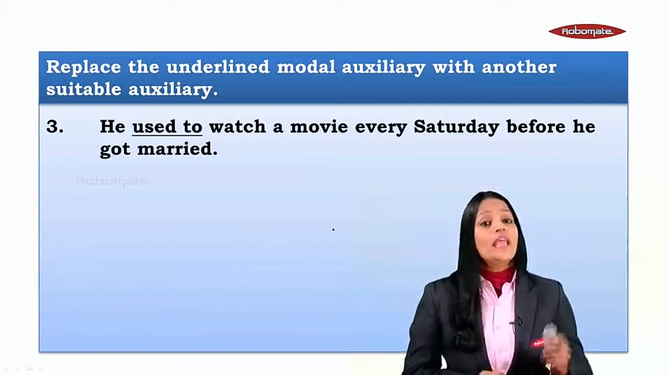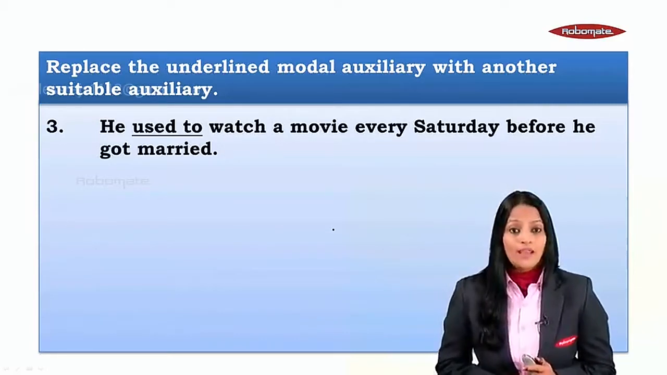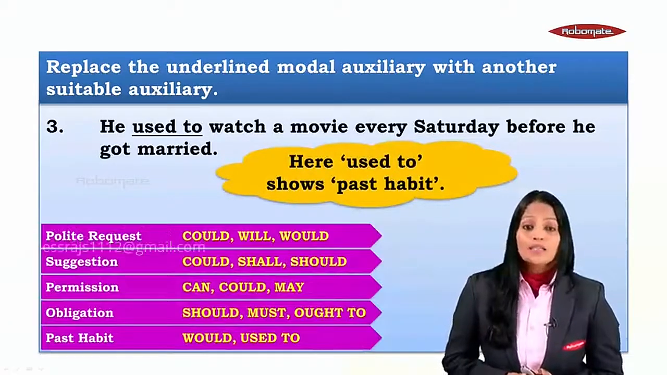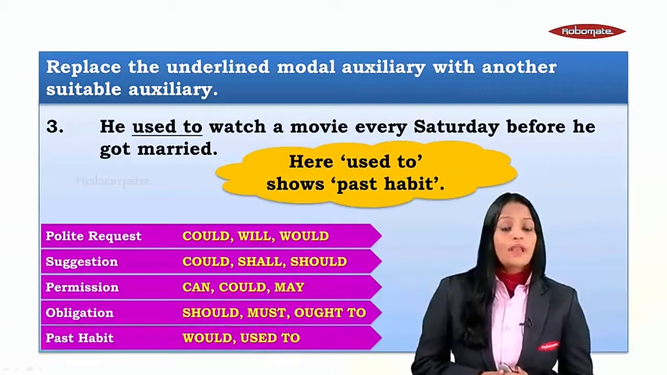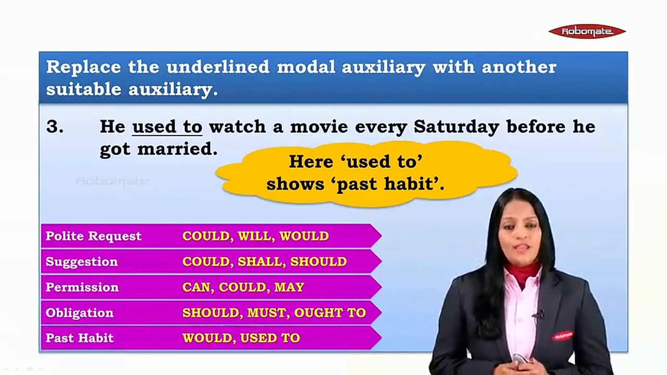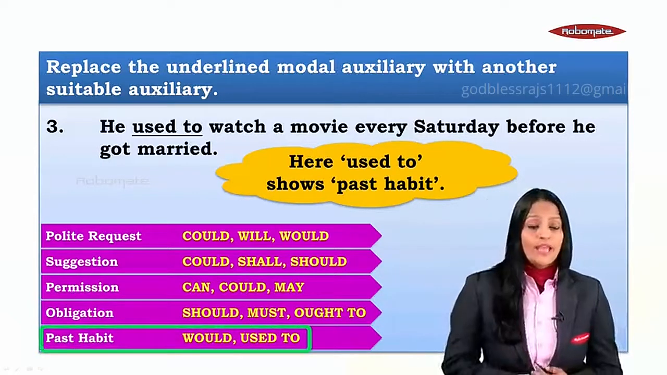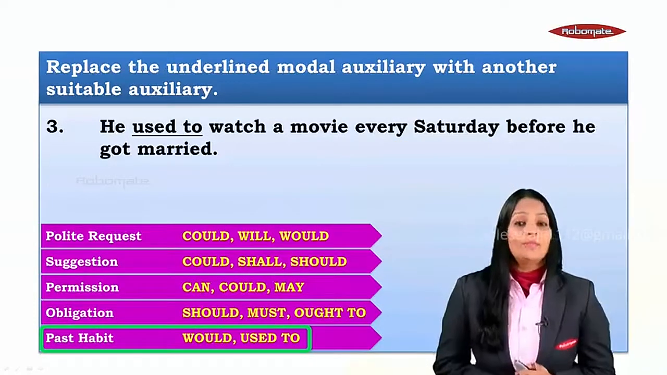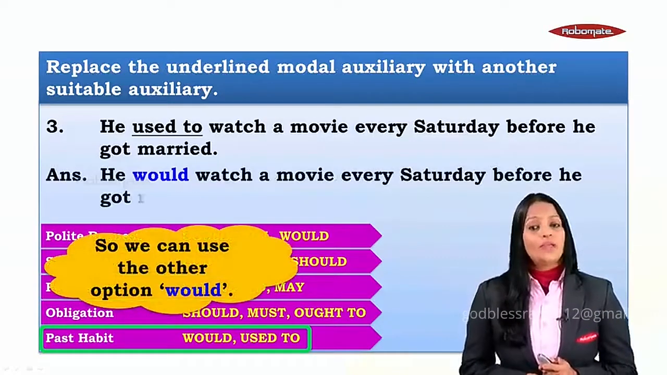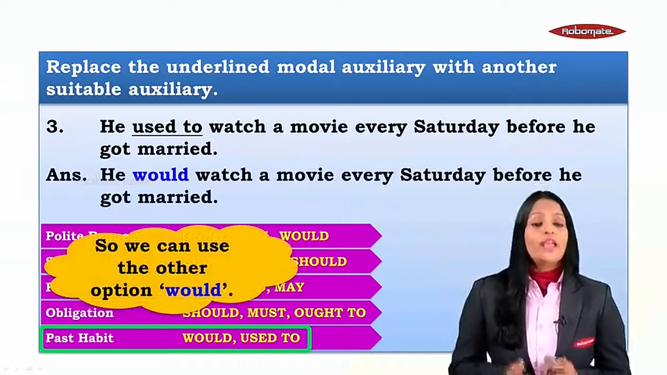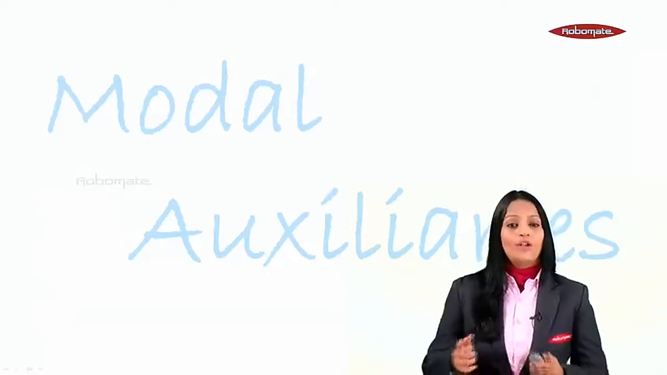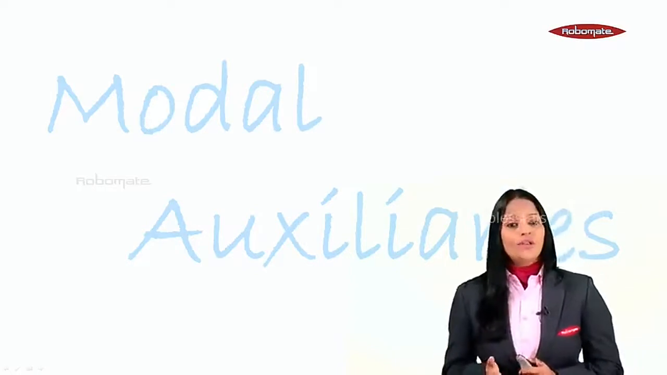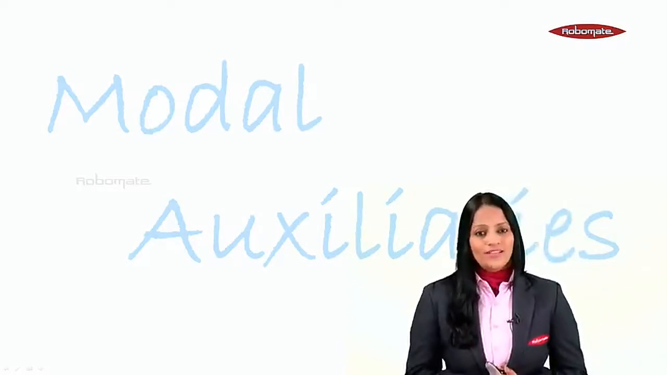Next one. He used to watch a movie every Saturday before he got married. Now students, this is something he used to do in the past. So what is it? It is past habit. And again, for past habit, we have two options there. You could use used to, which is already there, or even would is used to show past habit. So what do we replace it with? We replace it with would. He would watch a movie every Saturday before he got married. Students, that's how easy modal auxiliaries is once you learn the functions of modal auxiliaries.